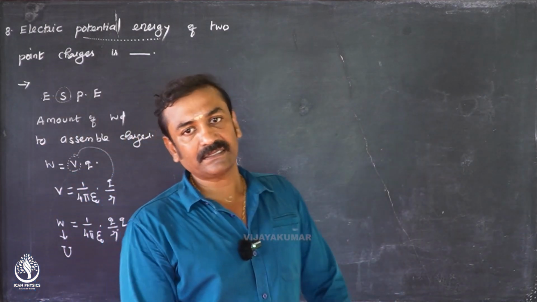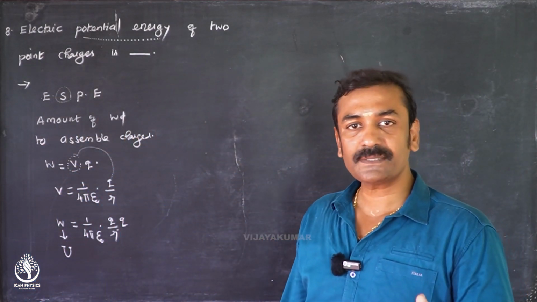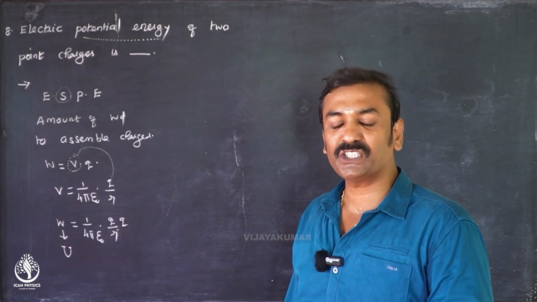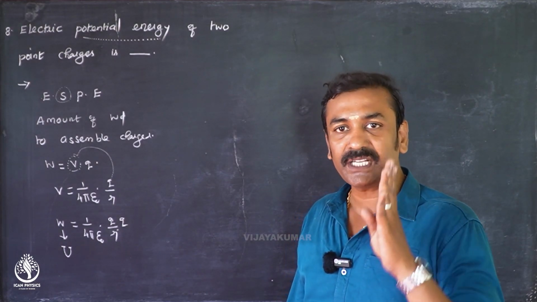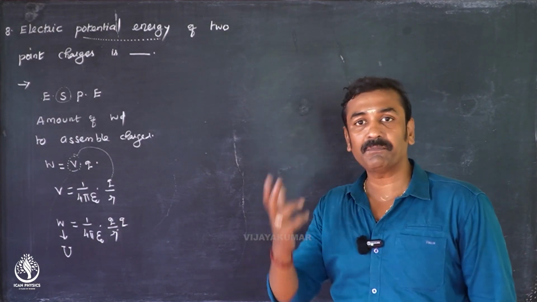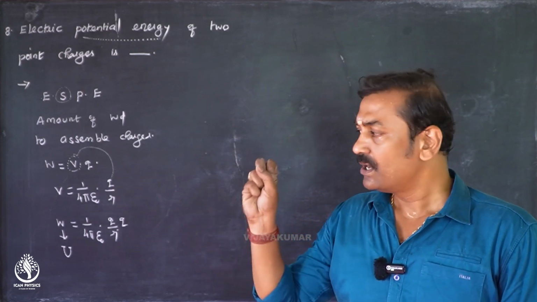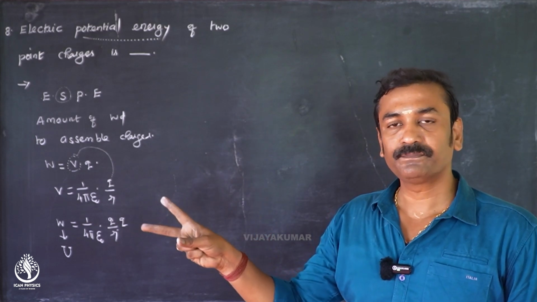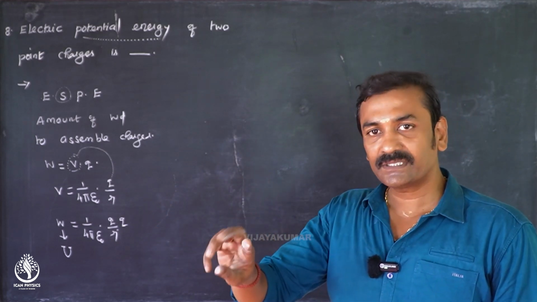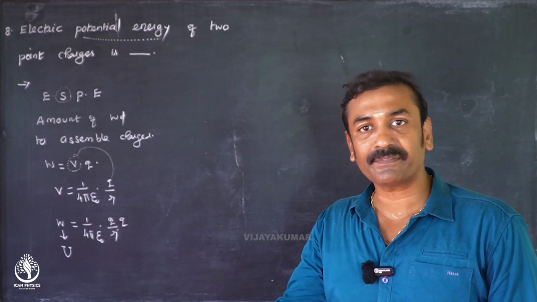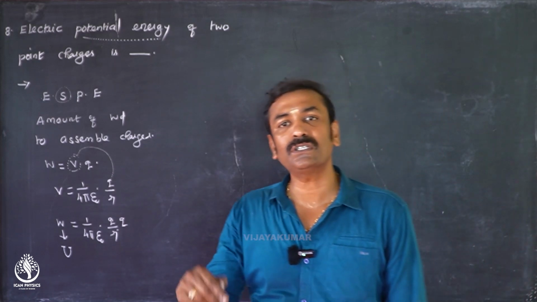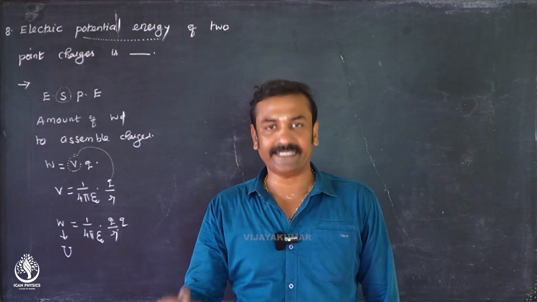So far we have studied four cases: force, electric field, electric potential, and electrostatic potential energy. So how can we remember the formula? For force, 2Q, 2R. Why do we say this? The force is directly proportional to the product of the charges and inversely proportional to the square of the distance between them.